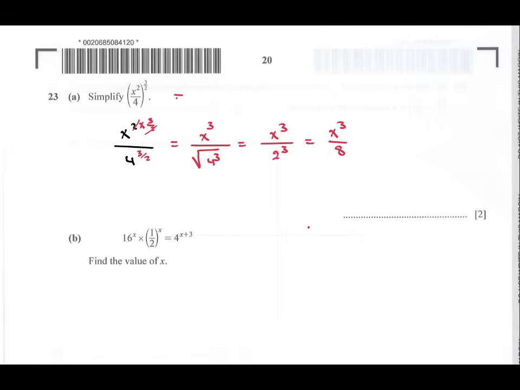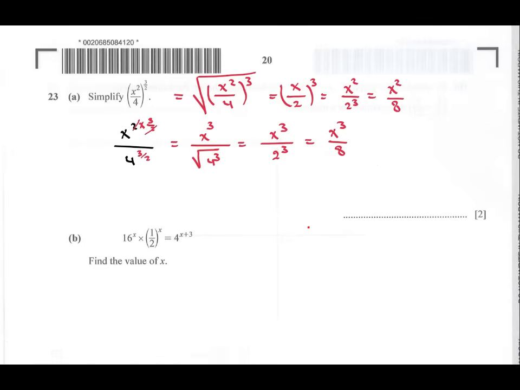Another method: you can say that (x^2/4) all to the power 3, under the square root, because power 1/2 means to find the square root. The square root of x^2 is x. The square root of 4 is 2. (x/2) to the power 3 means x^3 over 2^3, which is equal to x^3/8. This is another method.